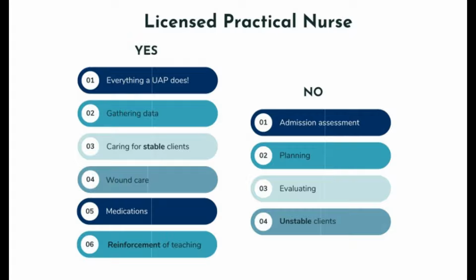In addition to what unlicensed assistant personnel do, number one, the licensed practical nurse can gather information, that is data gathering. Next, they can care for stable clients. Next, they can do wound care.